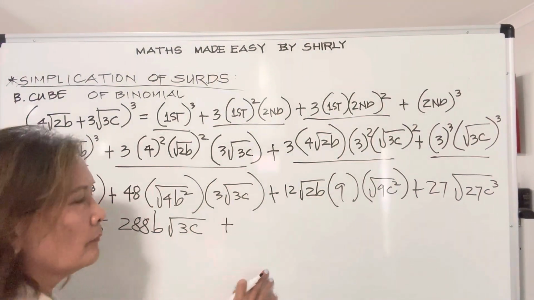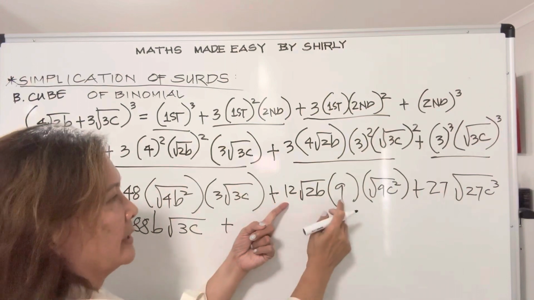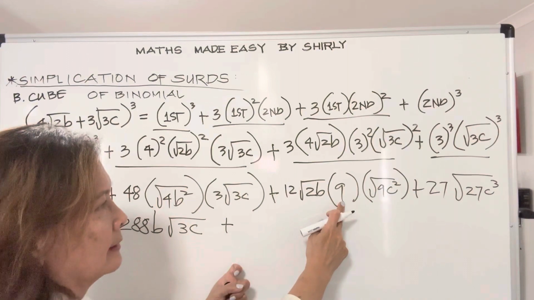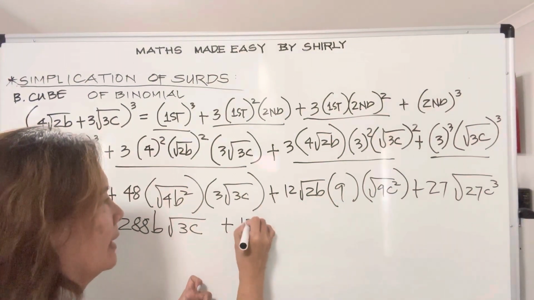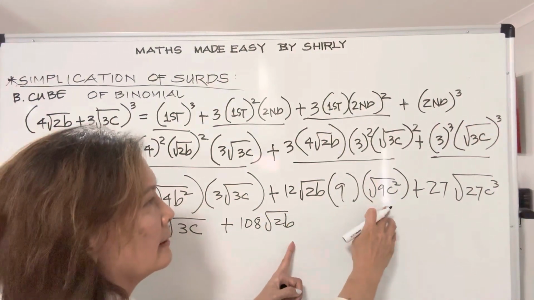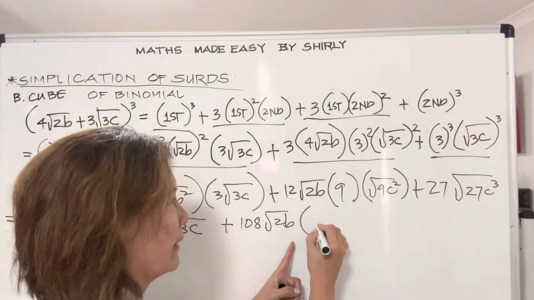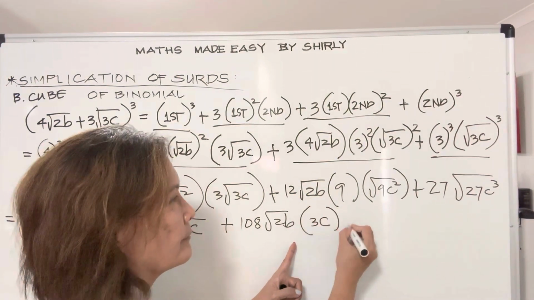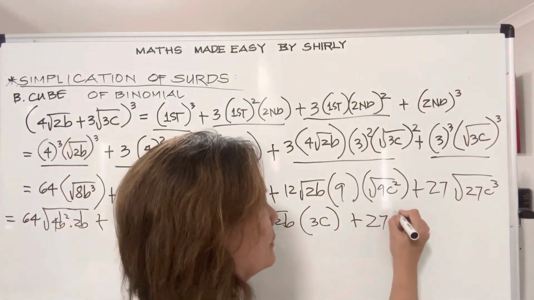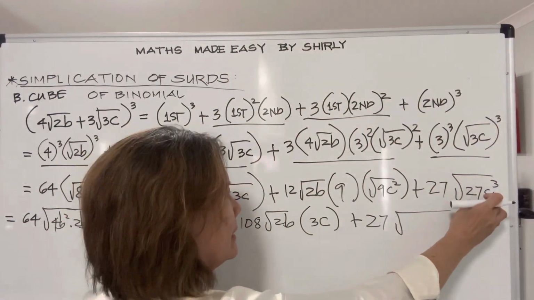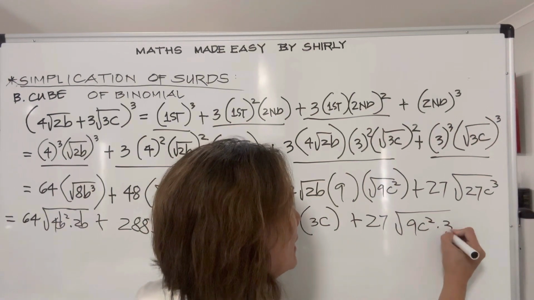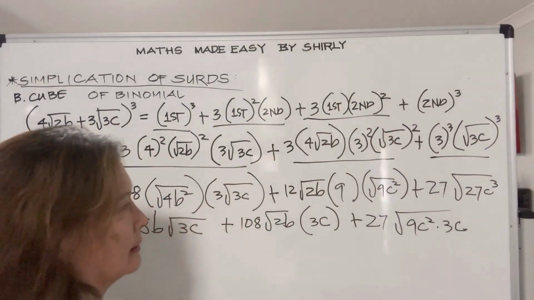Plus, we have 12 times 9, that is 108. So we have 108 square root of 2b times the square root of 9c squared is 3c, plus 27, the square root of, we simplify this or rename this, factor this as 9c squared and 3c.